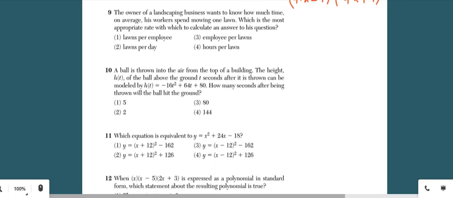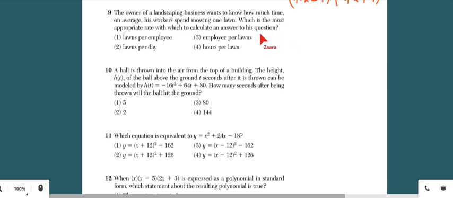Okay, look at question number 9. The owner of a landscaping business wants to know how much time on average his worker spends mowing one lawn, and which is the most appropriate rate to calculate an answer to this question. So what do you think? This is a very easy question.